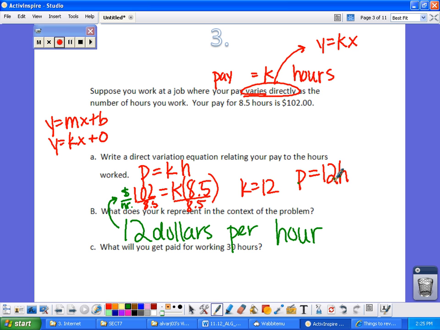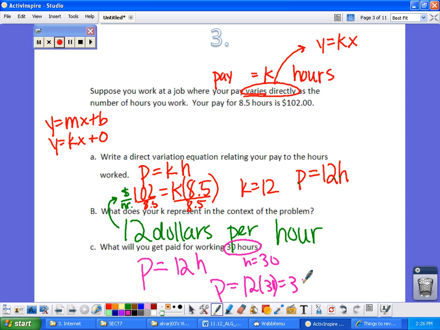How much do we get paid for 30? So y equals, or we can say P equals, because that's what we chose to use. So P equals 12 times H. Well, this 30 is 30 hours, so the H must be 30. So P is equal to 12 times 30, which gives me 360.